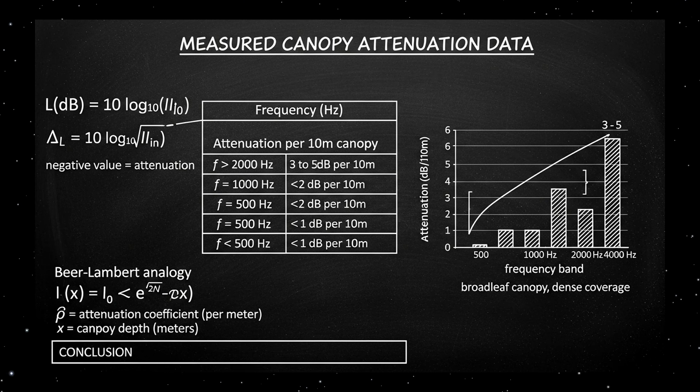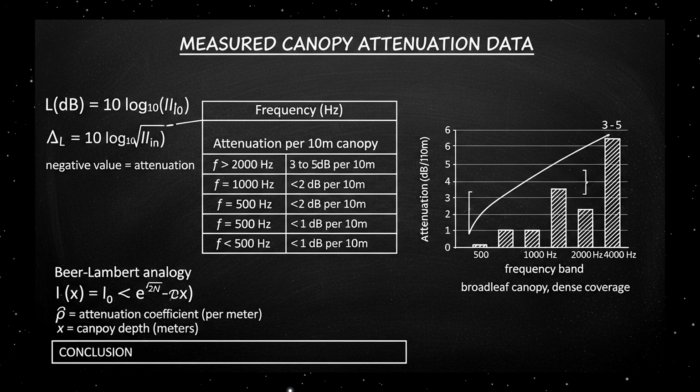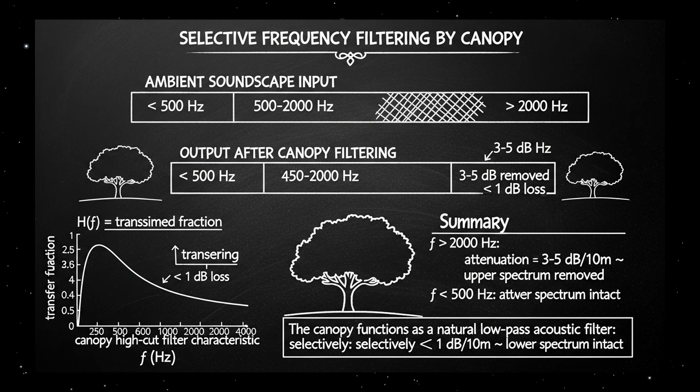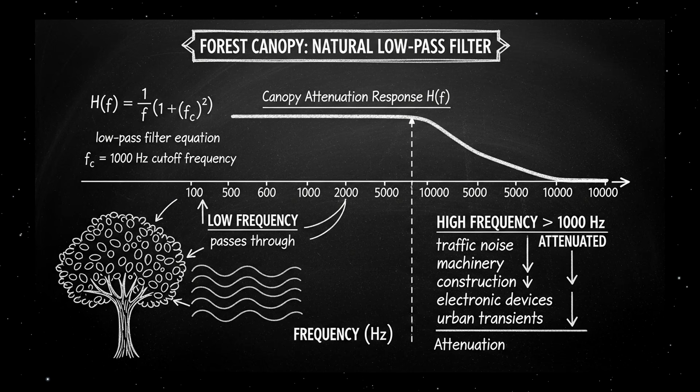Measurements bear this out. A dense canopy of broadleaf trees attenuates sound by roughly 3 to 5 decibels per 10 meters of canopy depth at frequencies above 2000 Hz. At frequencies below 500 Hz, the attenuation drops to less than 1 decibel over the same distance. The canopy is selectively removing the upper portion of the frequency spectrum while leaving the lower portion largely intact. What the canopy creates is a natural low-pass filter.